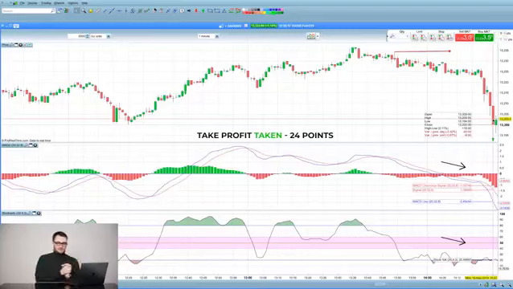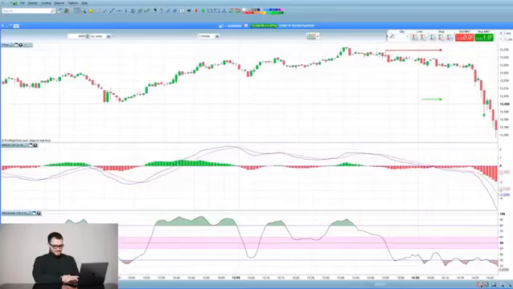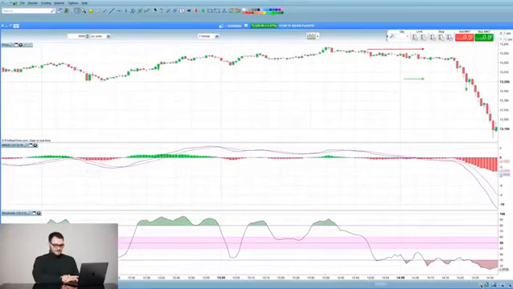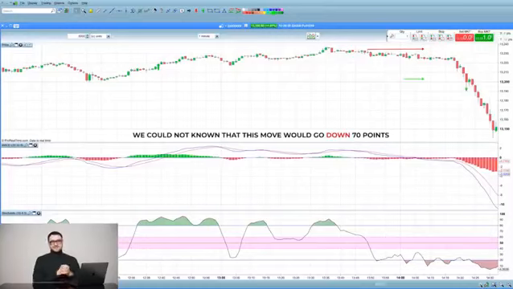What happens afterwards if it moves down 200 more points? We don't care. We've taken our profit. We have already made quite a few points today. So if it moves more, so be it. Let's just watch it and enjoy the view. And yes, it moves 50 more points. So we could have taken 74 instead of 24, but never think like this. We could not have known that this move would be 74 or 76 or whatever points.